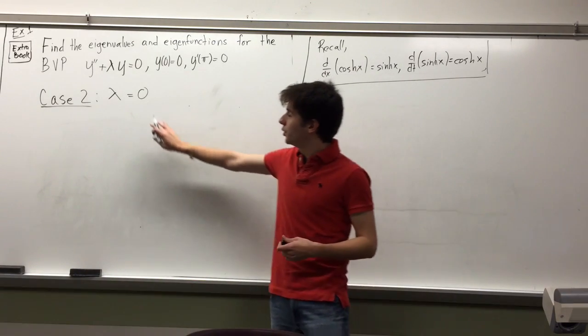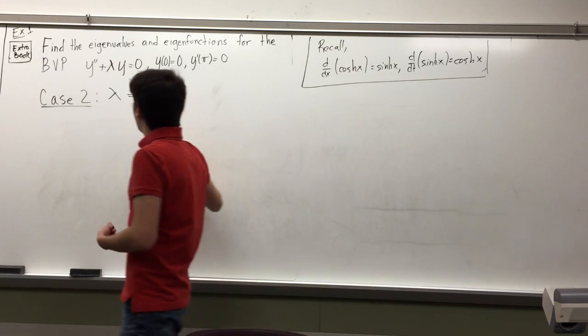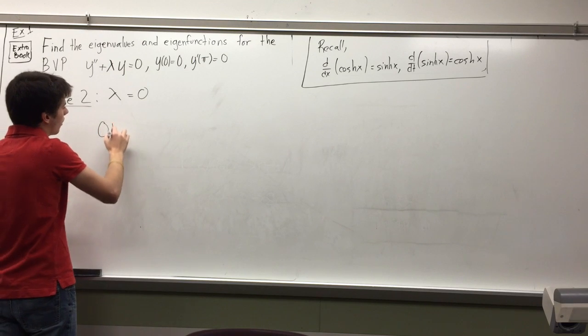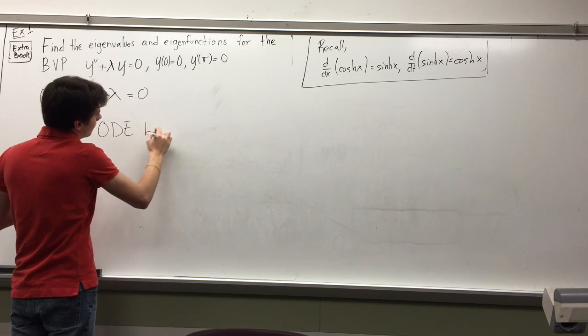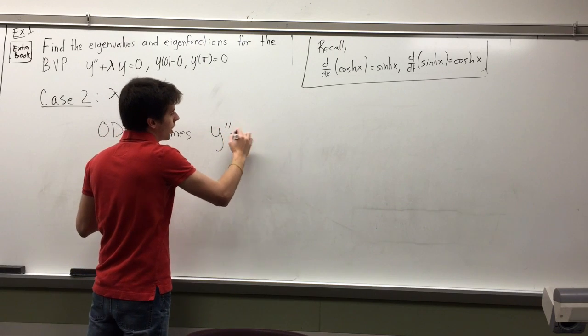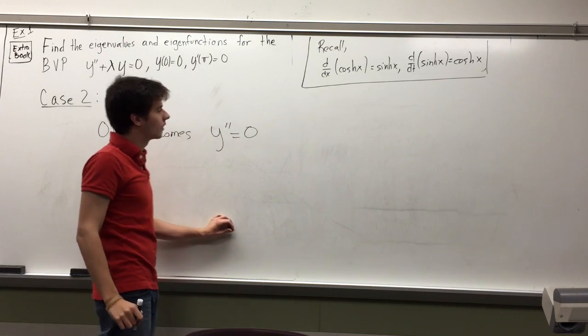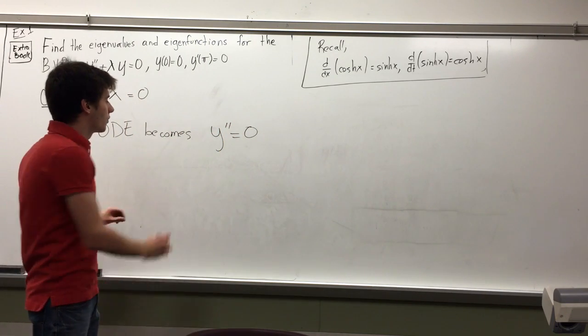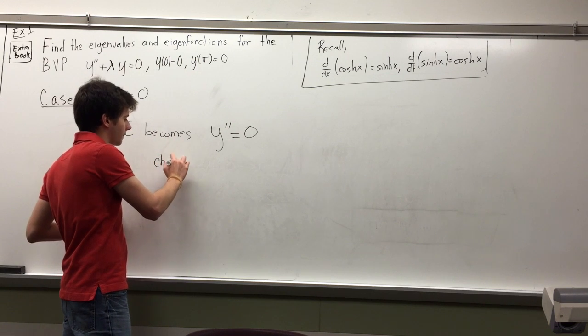We have that mu is equal to 0. If we have that mu is equal to 0, then our ODE becomes y double prime is equal to 0. From here, we can write our characteristic equation.